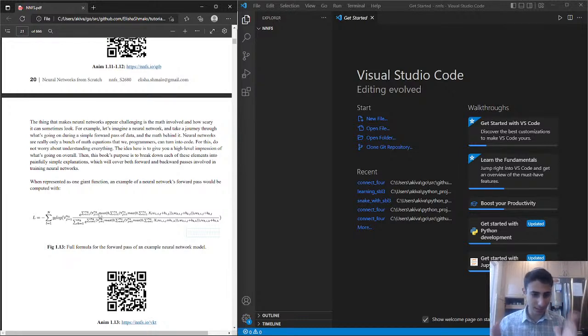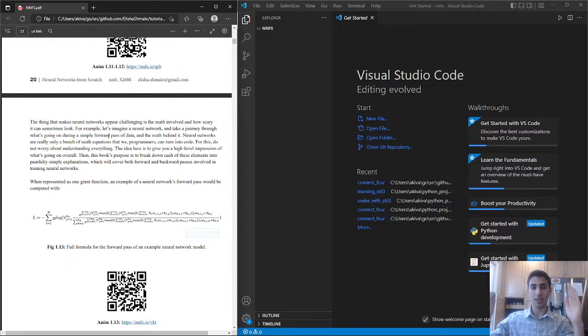There are all these symbols, linear algebra, terrifying matrices. We have symbols on top of symbols. It just looks terrifying. For example, let's imagine a neural network and take a journey through what's going on during a simple forward pass of the data. Don't say things like forward pass before you explain what that is. A forward pass is the, shoot, now I don't know how to explain it. The inputs go in, the outputs come out. That's a forward pass. It's going in that direction.